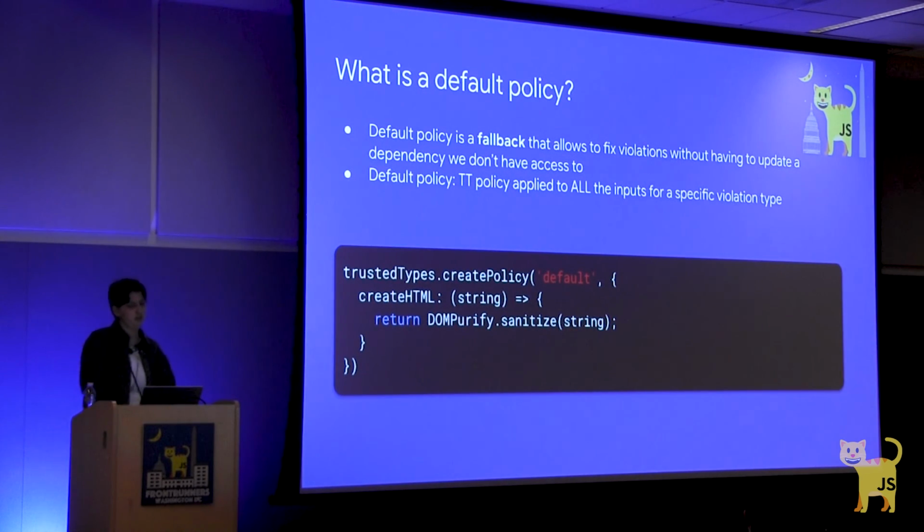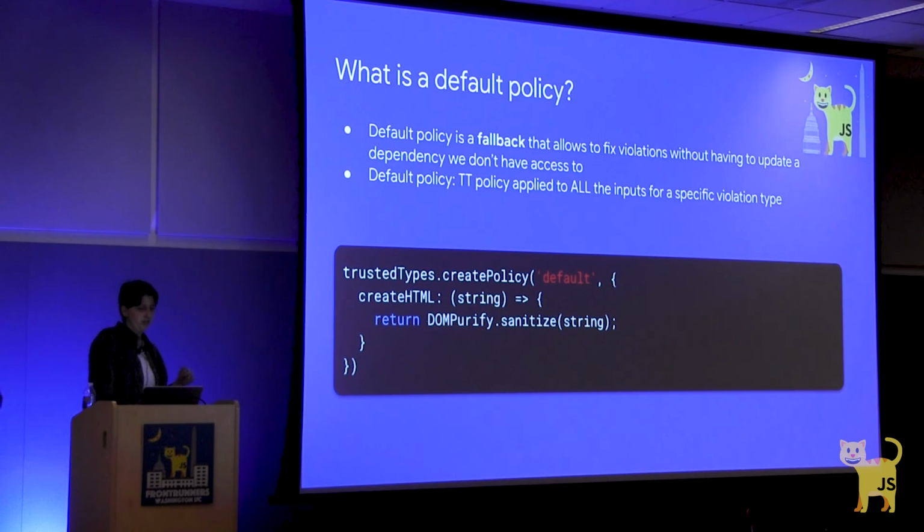Another solution to this that we've used and we found successful is a default policy. This is another thing that the Trusted Types API offers. The default keyword is used to define a Trusted Types policy that will be, as the name suggests, applied by default. What this means is if you have a Trusted Types violation and the default policy defined for the specific sink, let's say you have an inner HTML assignment somewhere in one of your dependencies, the browser will automatically apply the default policy instead of throwing the violation.